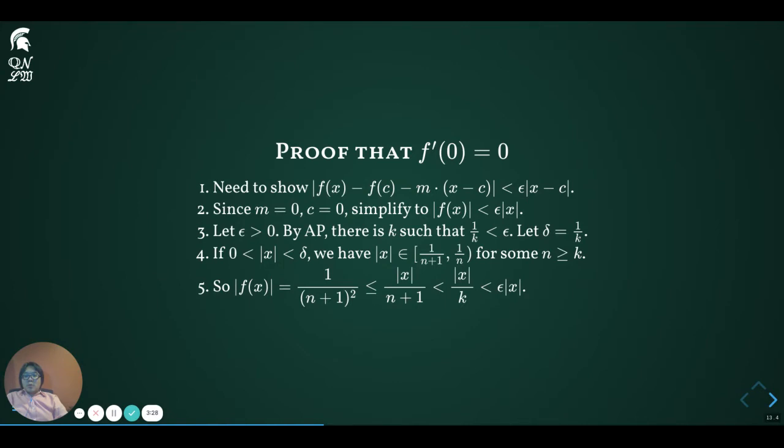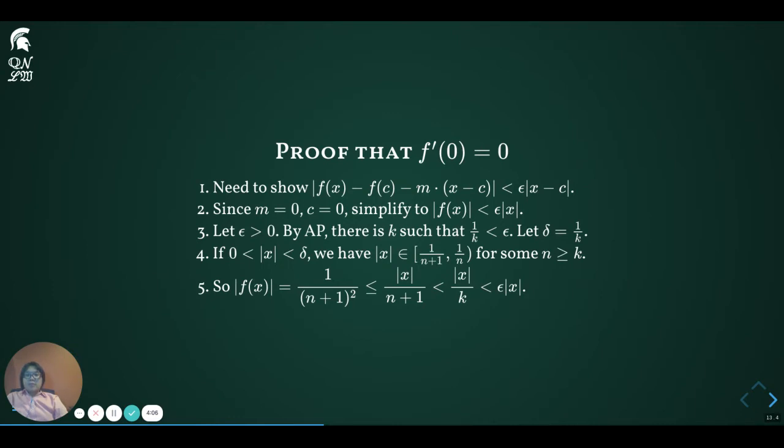In step 3, we get started with the actual proof. Let epsilon be positive. By the Archimedean property, we can find some k such that 1 over k is less than epsilon. I will take delta to be exactly 1 over k. If the input x has absolute value between 0 and delta, since delta is equal to 1 over k, and x is not 0, the input must belong to one of those intervals for some n at least as large as k.